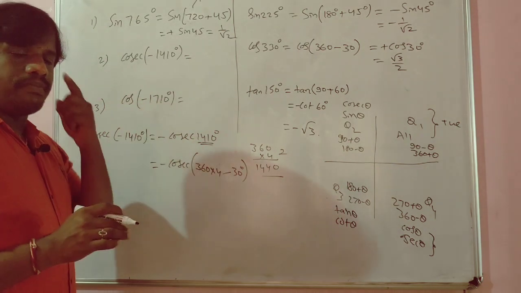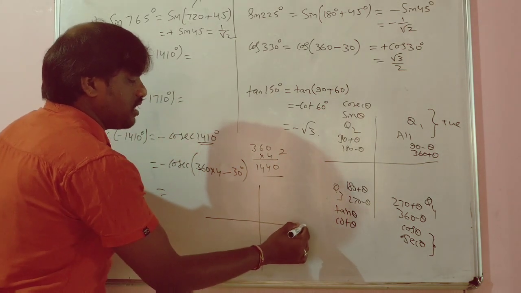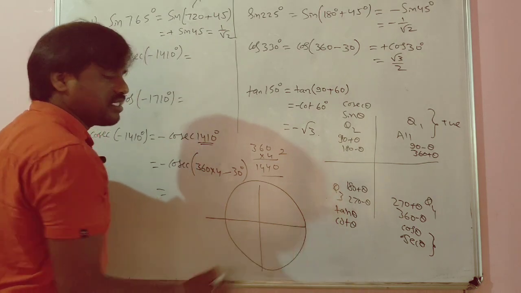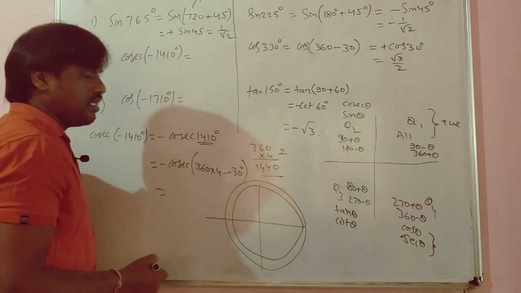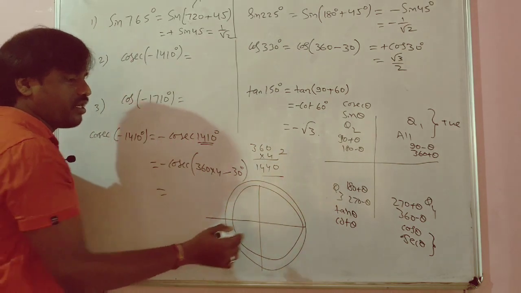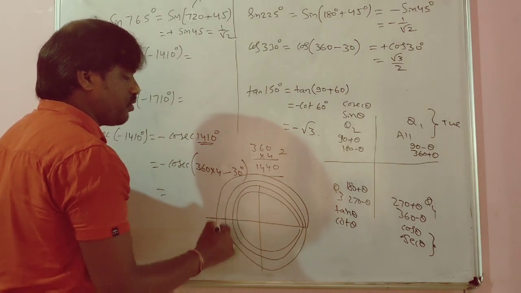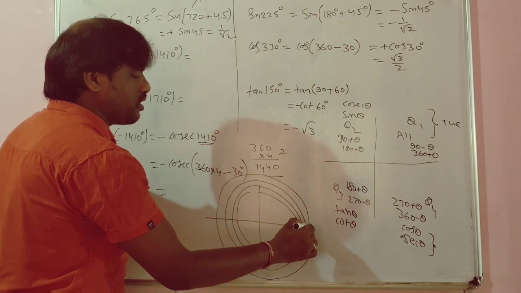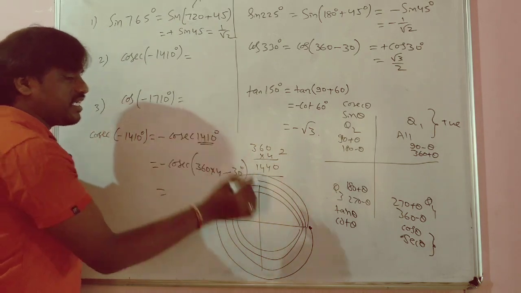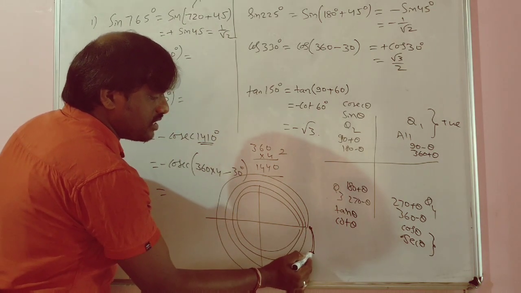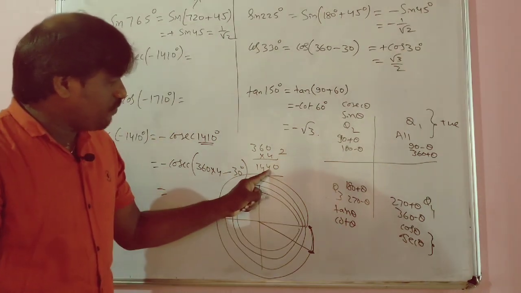So 360 minus 30. If you see this picture, one rotation is 360 degrees, the second rotation gives 720 degrees. It is 4 rotations: I am going to do the third one, and next the fourth one. When it comes to the fourth rotation here, it will be 1440, but I need 1410, so I will come back. So this is the angle I am getting. Which quadrant is the angle forming? So 1440 is here.